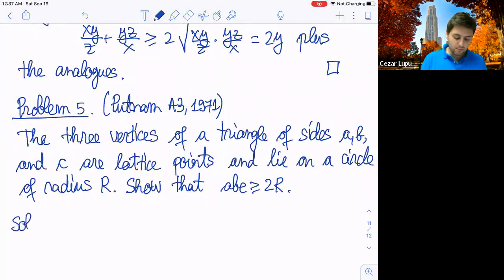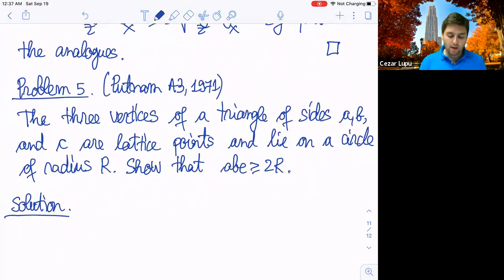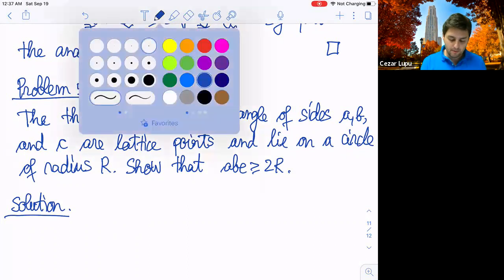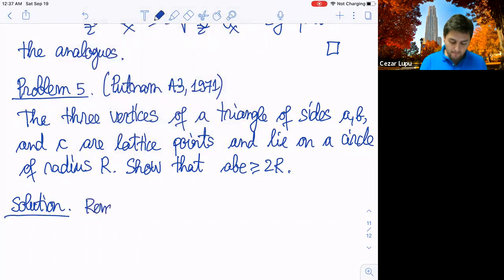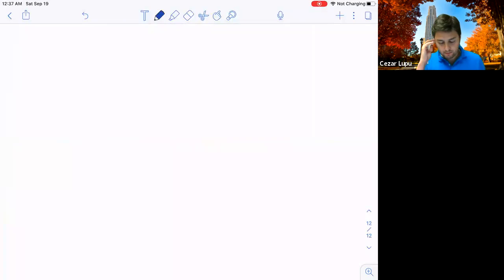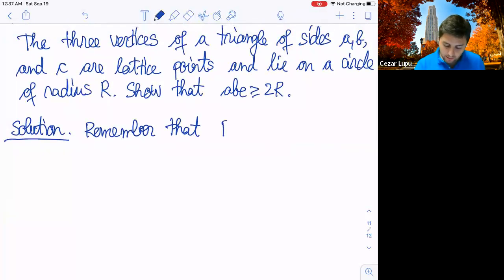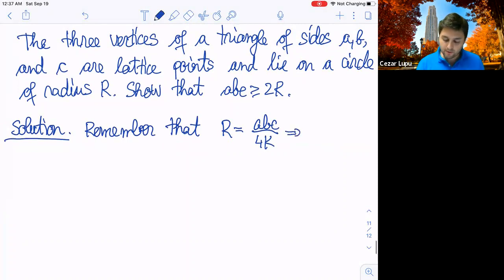All right, well, this is pretty straightforward at this point. And in fact, I'm going to leave this to you. I'm just going to say the way, well, remember we have this formula. In fact, we're trying to reduce everything to this one thing. Remember that the circumradius r is ABC over 4 times the area. So from here, it follows that ABC is nothing else than 4 times k times r.